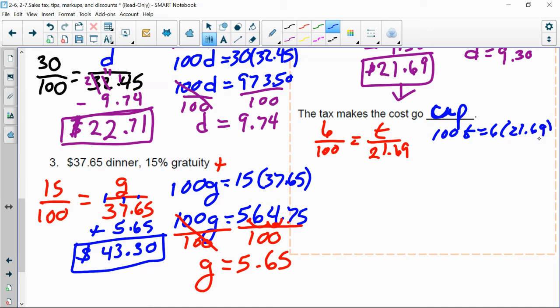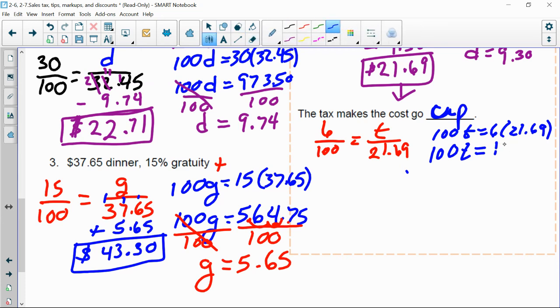21.69. Now the next time you go out to dinner with your parents, you can tell them you can figure out how much tip to leave your waitress. Or how much you're going to save when you go shopping. There's an outfit you like, and be like, Mom, I know I'm already going to save $9.30 on this. Can I just go ahead and get it? Parents might be impressed that you can figure that out.